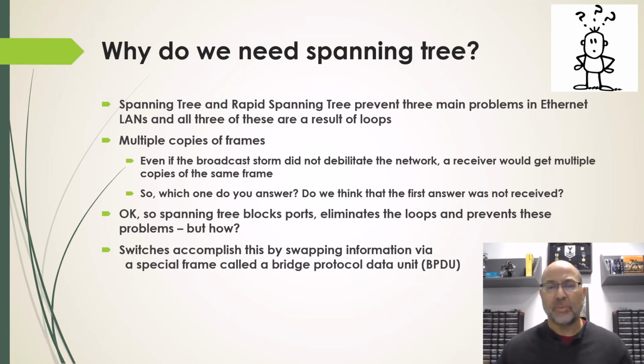Okay, so spanning tree blocks ports, eliminates these loops, and eliminates or prevents all of these problems. But how does it do that? And the answer is that spanning tree is a protocol that's running on all the switches. And they exchange special messages called BPDUs, Bridge Protocol Data Units. And then we run a comparison algorithm to help us figure out what to do based on the information that's contained in a BPDU. So, what does a BPDU look like?